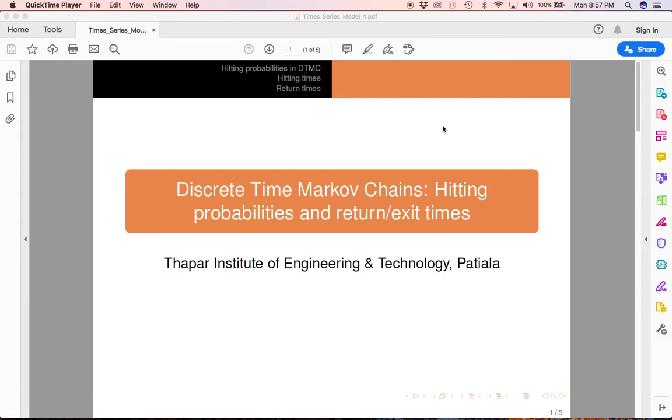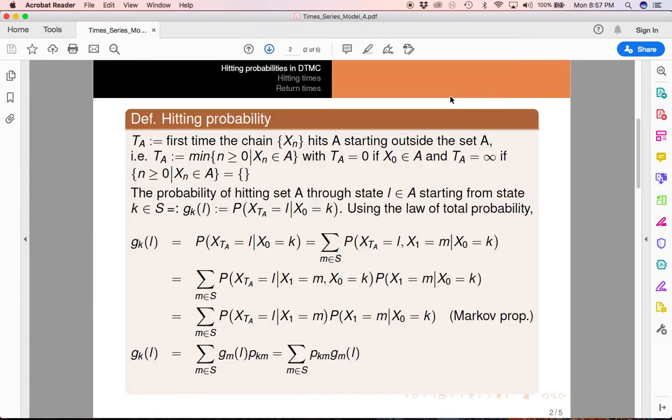Hello students, welcome to today's lecture on advanced concepts in discrete time Markov chains. Today we will talk about events which will require us to calculate hitting probabilities and return and exit times. So let us begin by looking at the definition of hitting probability.